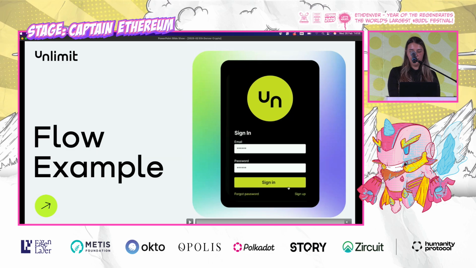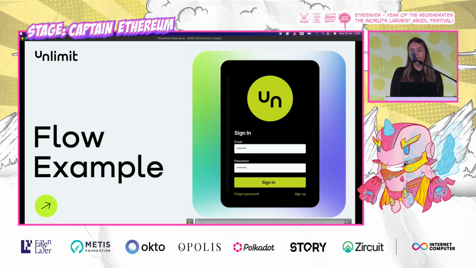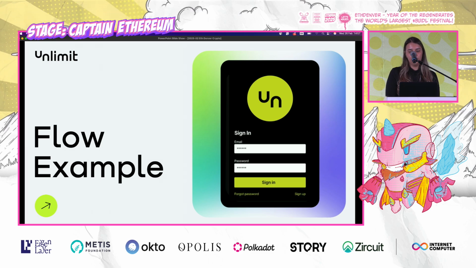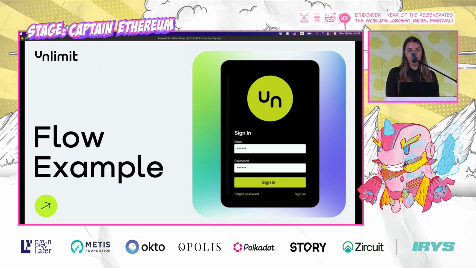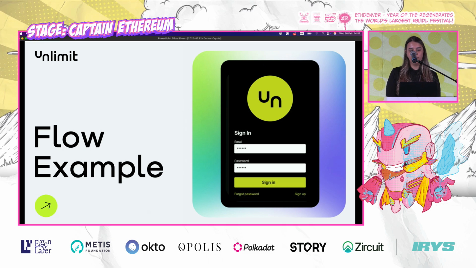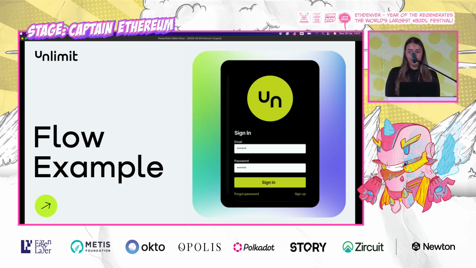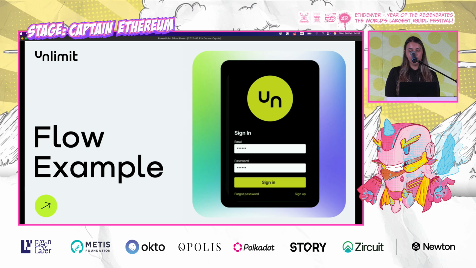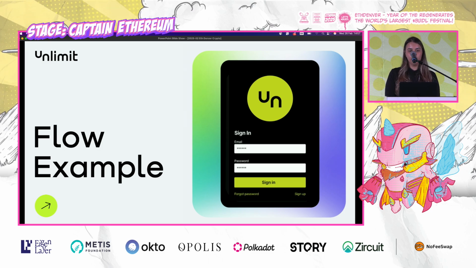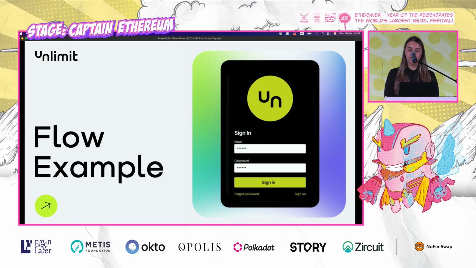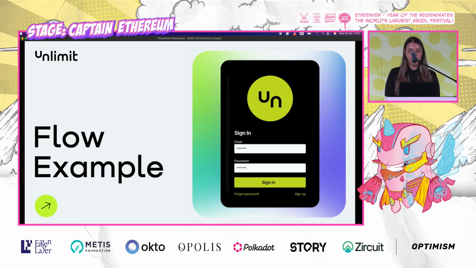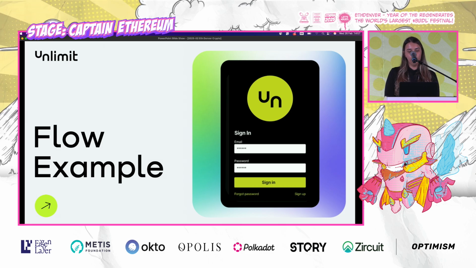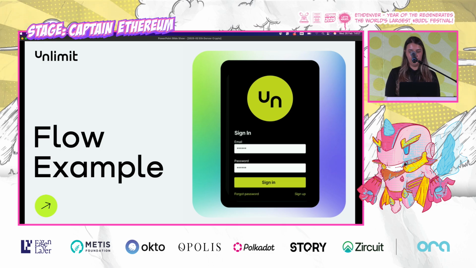So now we have a flow example. Now that we've explained what our white label APIs are, we are going to show you an example of how it looks in real life. This is the sign-in page. Let's say that this user doesn't have an account yet, so he wants to create an account and complete a transaction. You see that it is very simple to do that using our APIs.